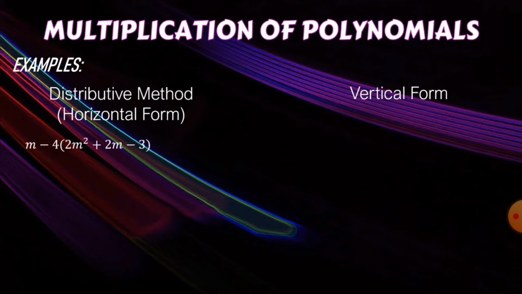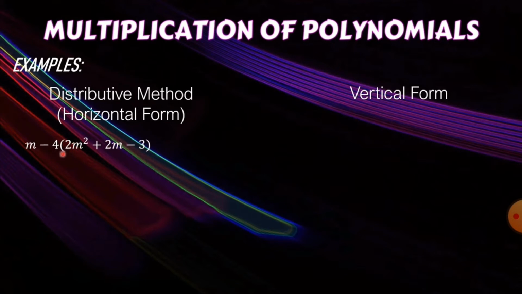Okay, so there are different methods or different ways of multiplying polynomials by polynomials. We have the horizontal form or distributive method. That's the first method. Then the second method is the vertical form. In the horizontal form, you can see the first expression is a binomial. Then the second one is a trinomial, right? So how do we multiply a binomial by a trinomial? That is multiplication of a polynomial by a polynomial.